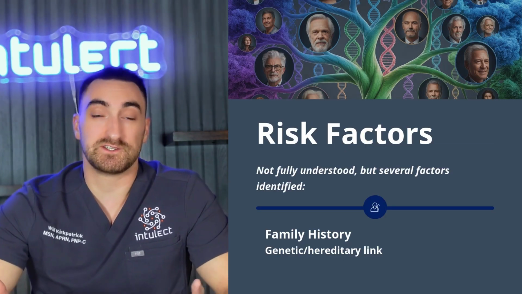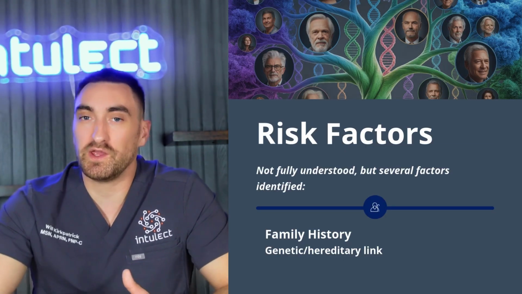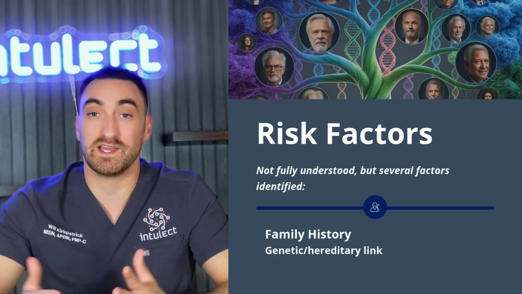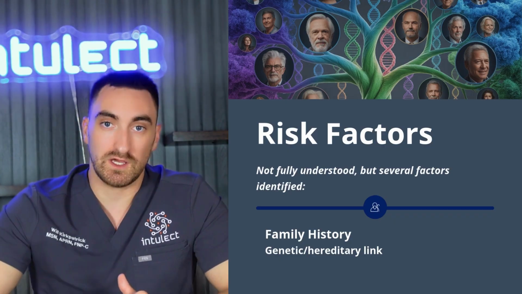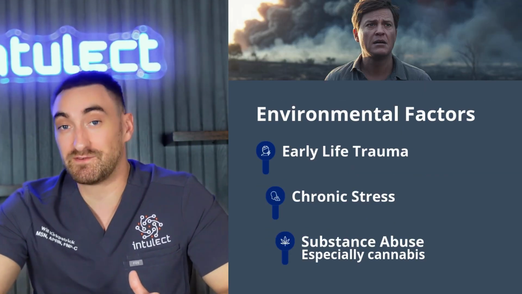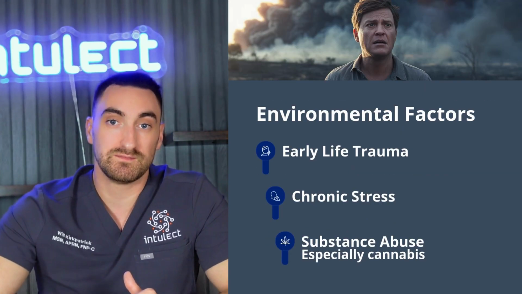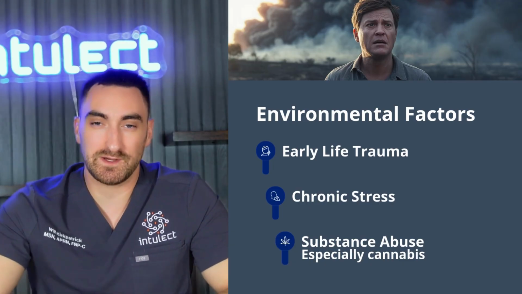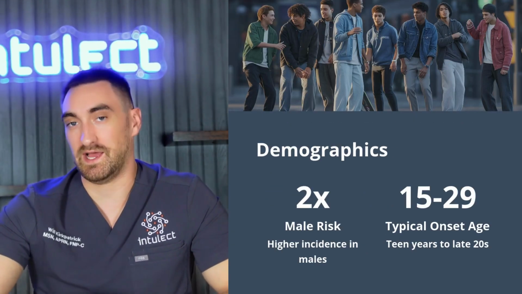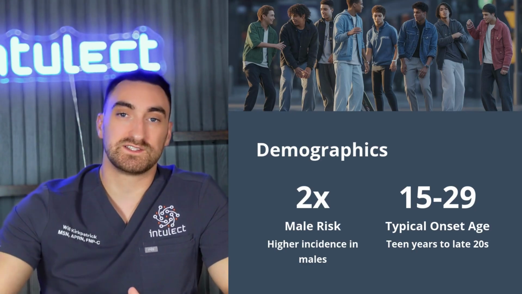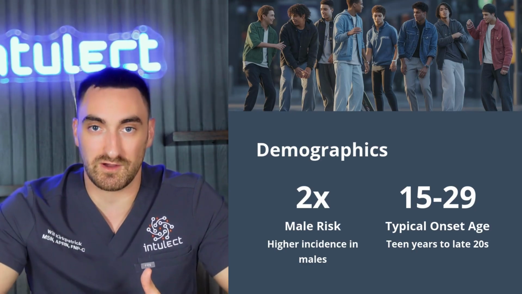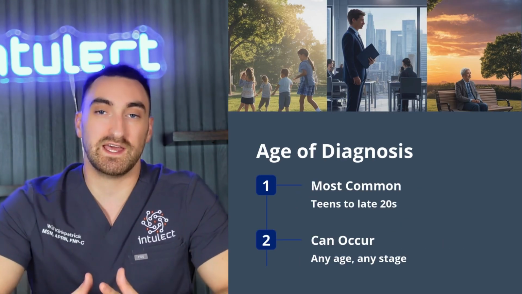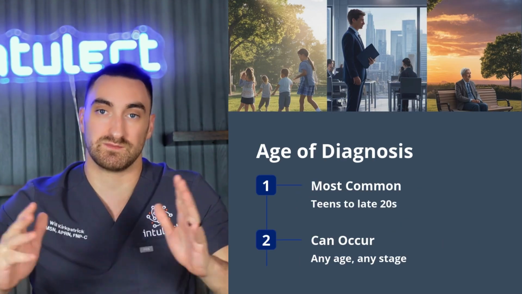The risk factors associated with schizophrenia are not fully understood, but we know that, of course, family history has something to do with it, so that is possibly genetic or hereditary. It could be environmental, such as early life trauma or stress, substance abuse, and especially cannabis. And if you are a male, you're more likely to have schizophrenia. The typical onset of this is usually in your teenage years to possibly up to your high 20s, but it could be diagnosed at any time in any stage of your life, but that is more likely the age range.